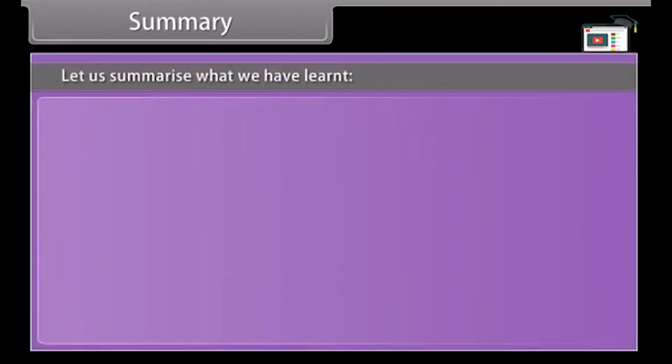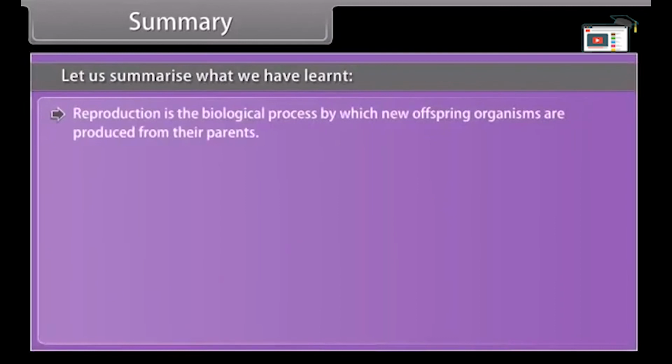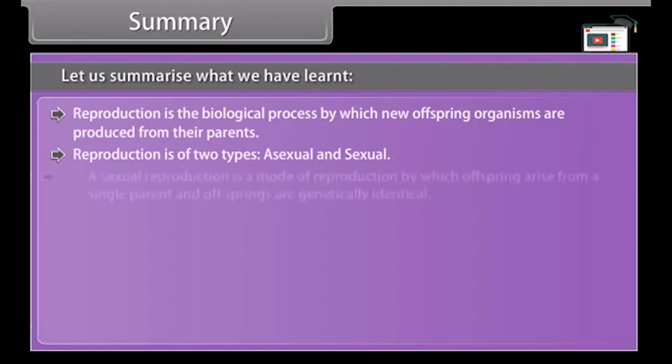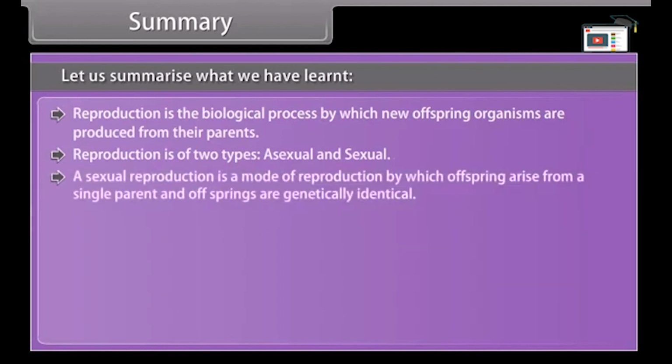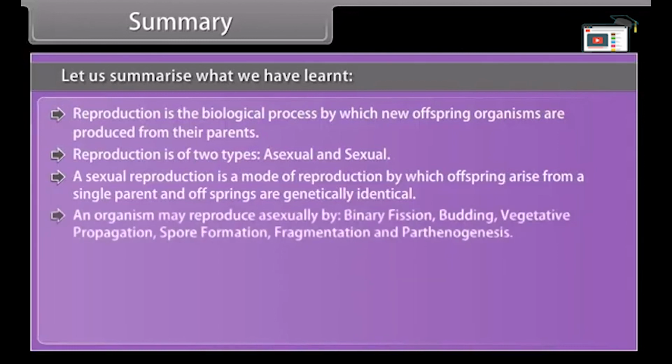Summary. Let us summarize what we have learned. Reproduction is the biological process by which new offspring organisms are produced from their parents. Reproduction is of two types, asexual and sexual. Asexual reproduction is a mode of reproduction by which offspring arise from a single parent and offsprings are genetically identical. An organism may reproduce asexually by binary fission, budding, vegetative propagation, spore formation, fragmentation, and parthenogenesis.